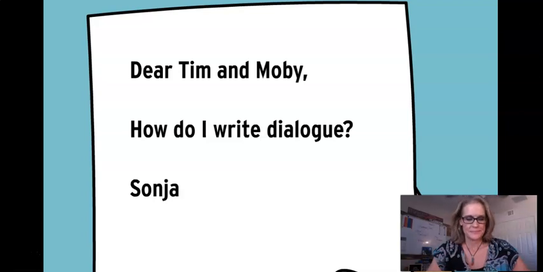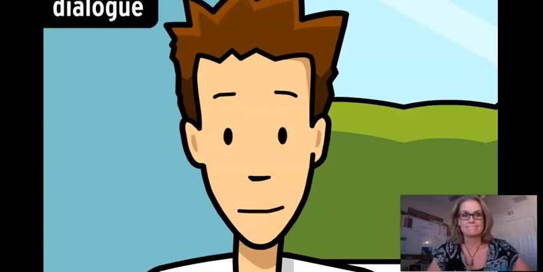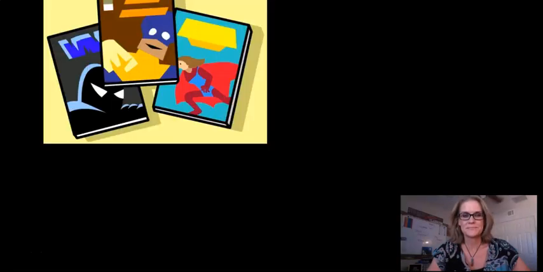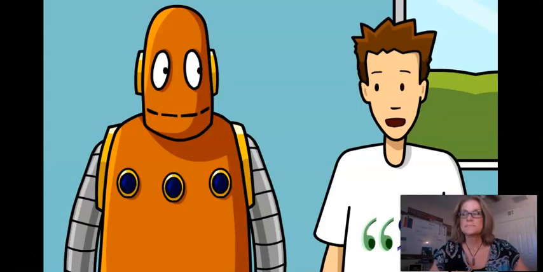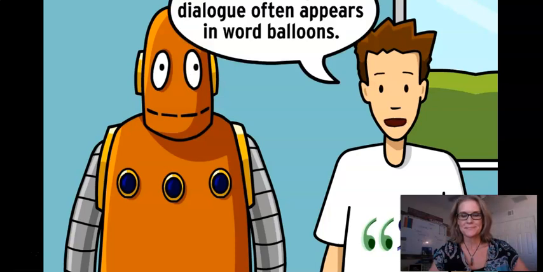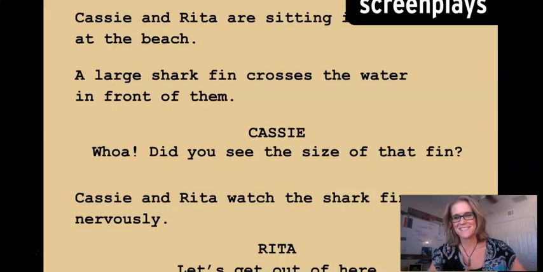From Sonia. When you write what a character says using their exact words, it's called dialogue. Dialogue appears in comic books, screenplays, novels, newspaper articles, pretty much anywhere you see stories in print. Well, the way that dialogue is written depends on its context. In comics, dialogue often appears in word balloons. Someone's taking my stuff. In screenplays, or scripts for things like films and TV shows, dialogue shows up centered, right under the name of the character doing the talking.